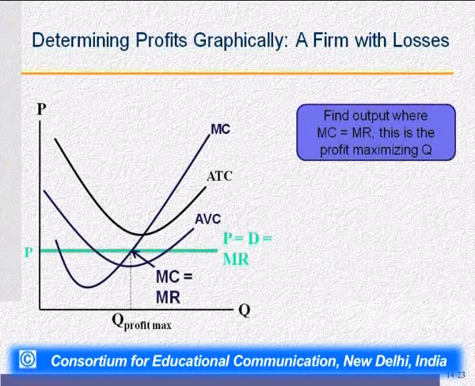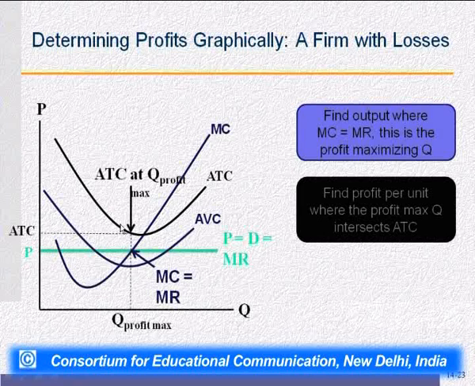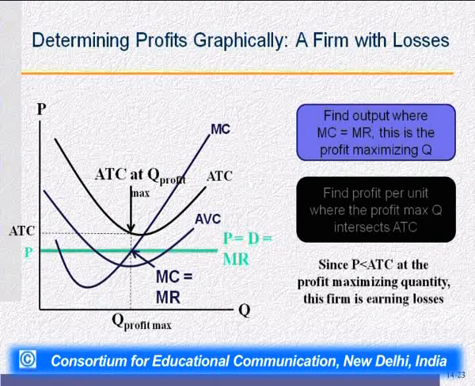Now the intersection point where the MC and MR meet is Q. Clearly ATC is greater from that point. When you extend this point up to this, you find a loss area, this one. ATC cuts the profit maximization Q, going upward in the same direction and touching the ATC point, where you can identify a loss area. So find profit per unit where the profit maximization Q intersects ATC.